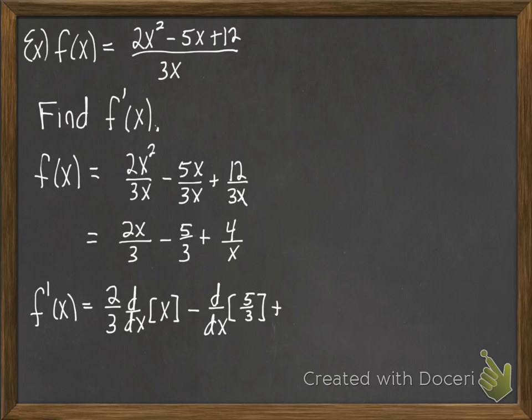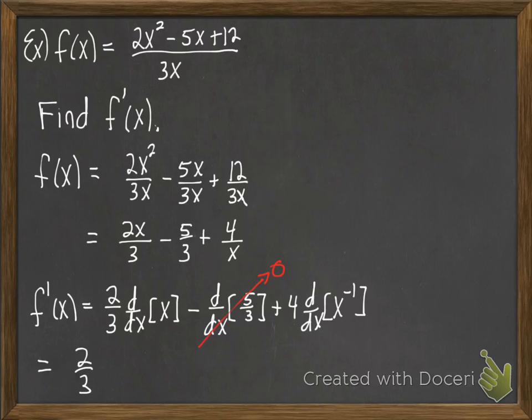And in the case of 4 over x, we're going to find it useful to write 1 over x as x to the minus 1 so that we can use our power rule. And so now as we simplify here, 2/3 times the derivative of x, well, the derivative of x is 1, so that'll be 2/3. The derivative of 5/3, well, 5/3, as we mentioned, is a constant. So the derivative of all that is 0, so I'm not even going to bother with it.